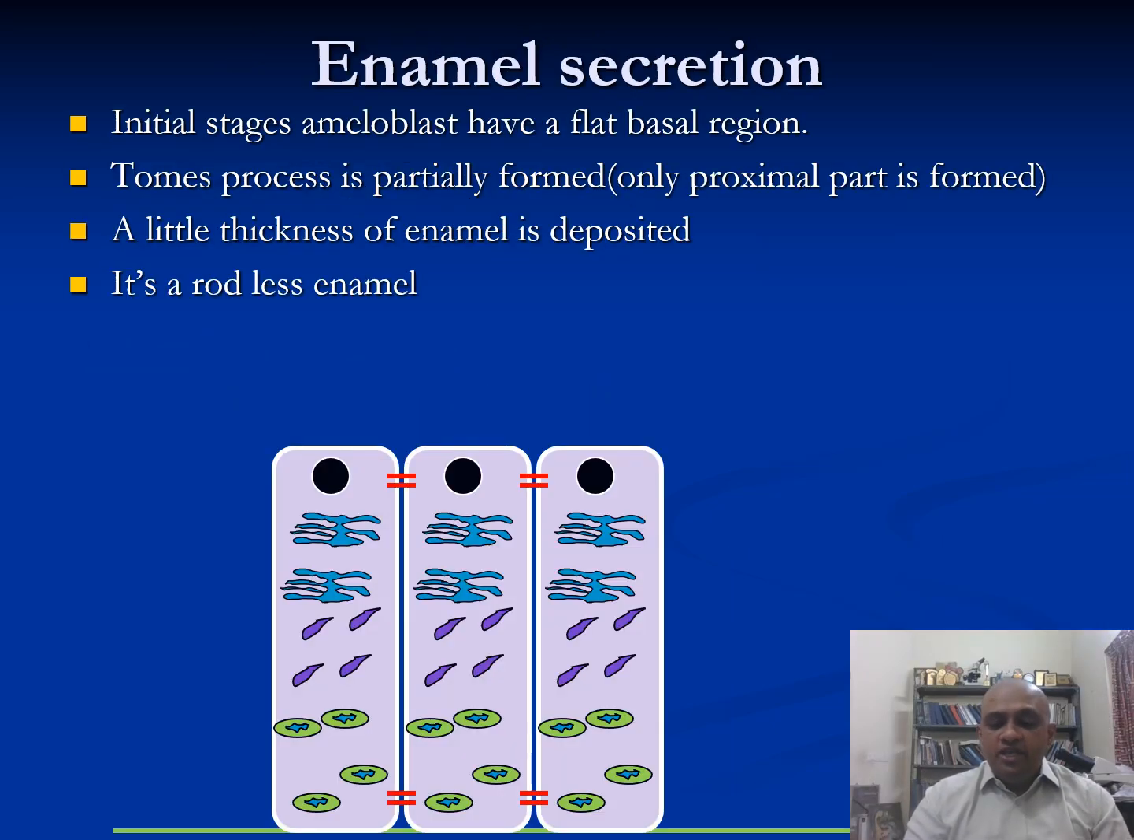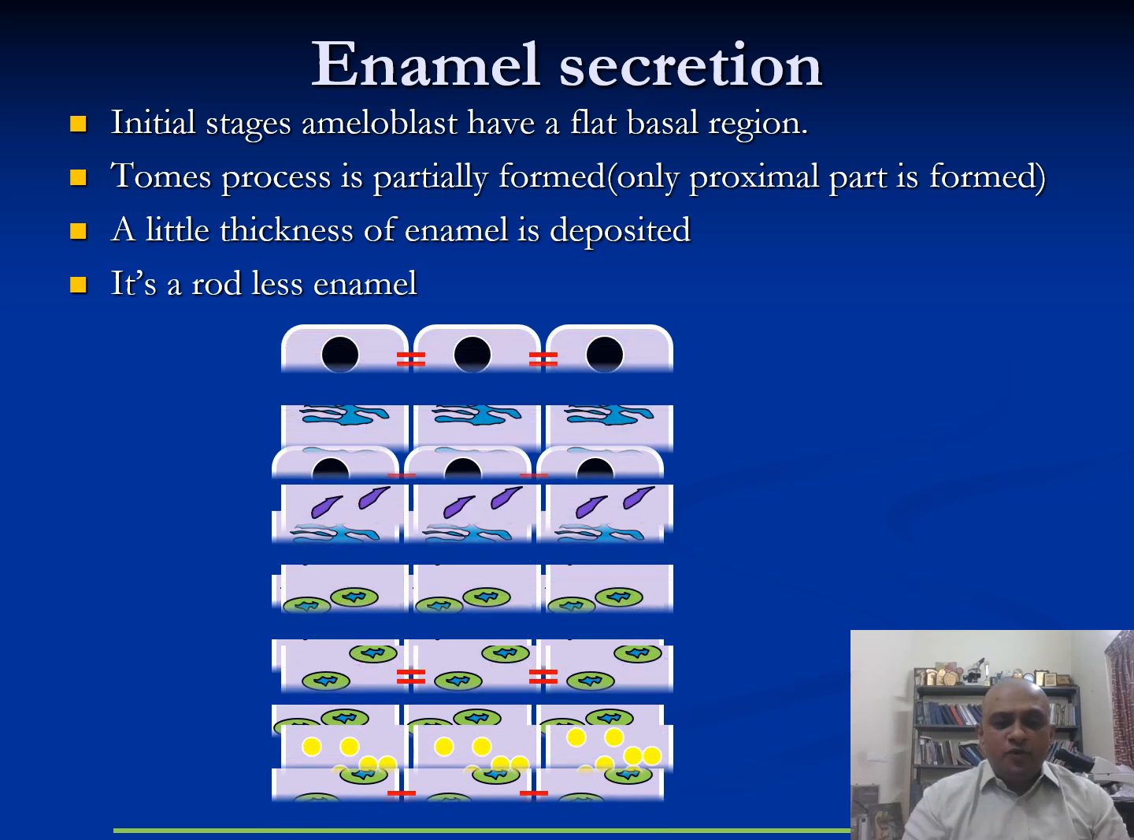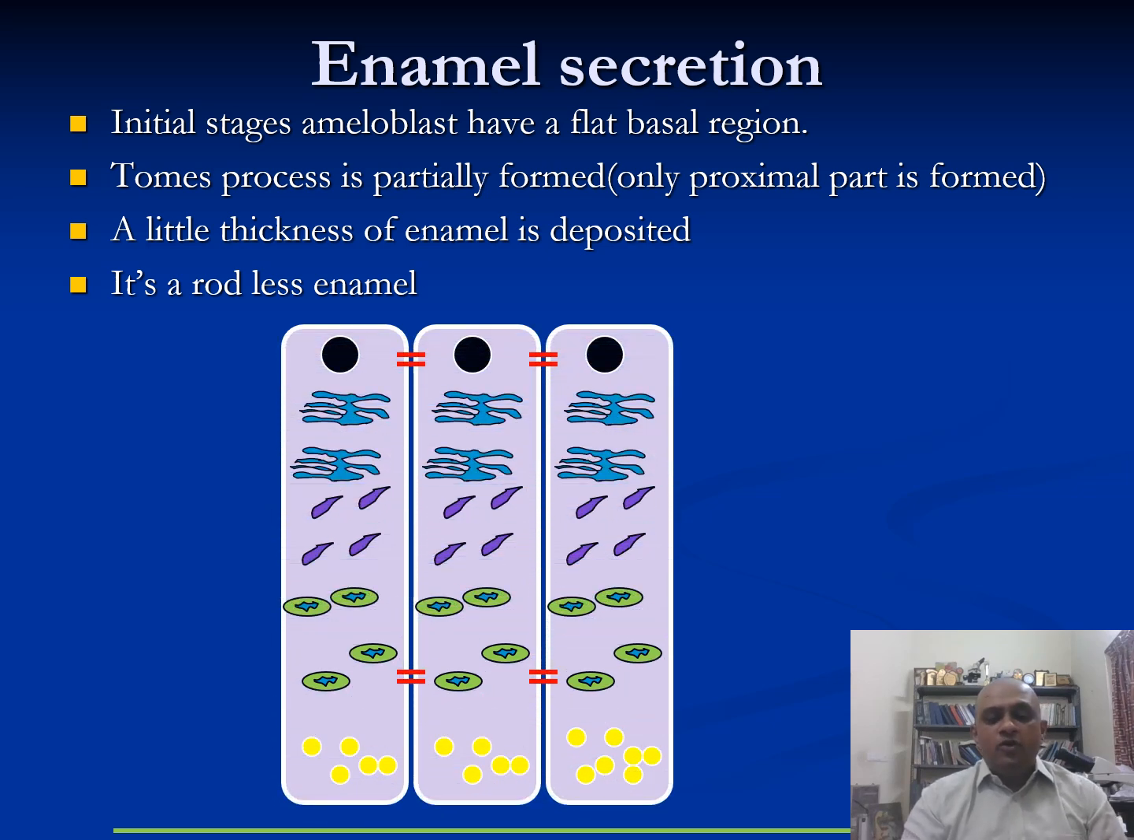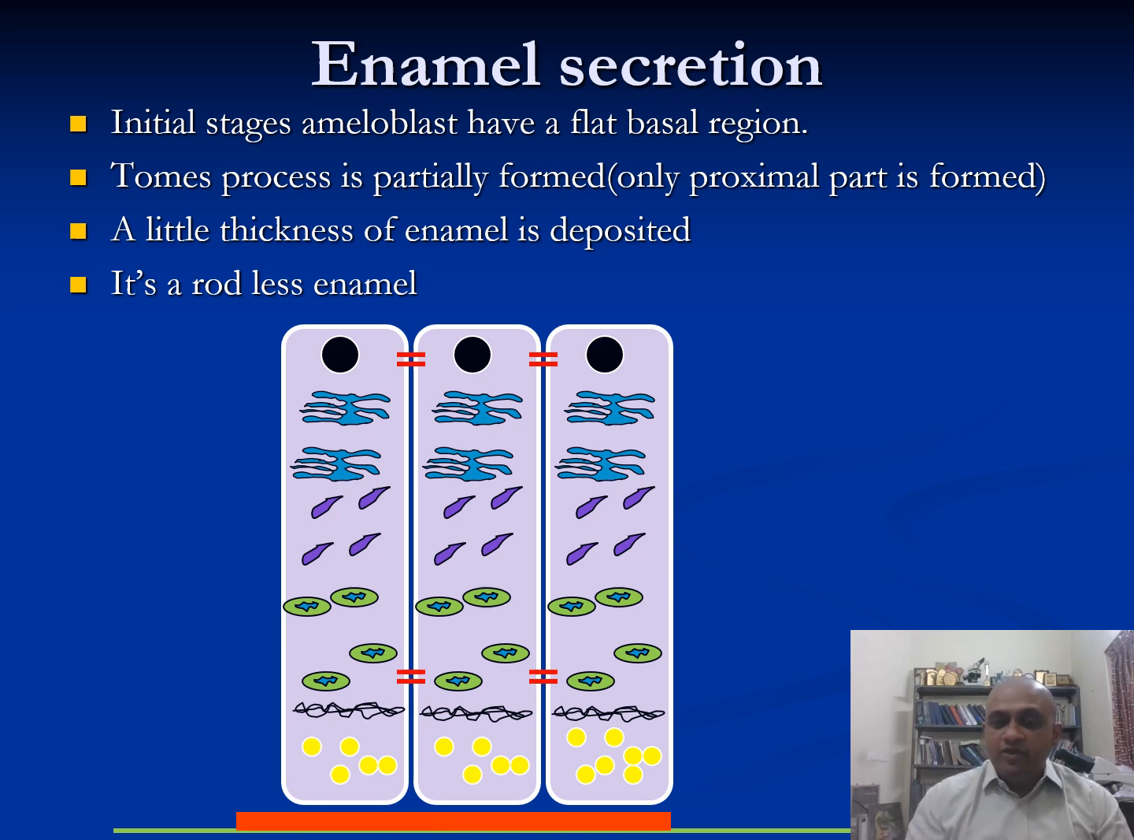So let's talk about how the enamel matrix is being secreted. In the initial stages, the ameloblasts have a flat basal layer, and the Tom's process is going to be formed, but only the proximal part of the Tom's process will be formed in the initial few layers of enamel when they are secreted. And since the distal part of the Tom's process is also not there, the proper rod structure of the enamel will not be formed for the initial layers of enamel secretion. So you have the initial layers of enamel secreted with only the contribution from the proximal part of the Tom's process, and so this initial layer of enamel is known as rodless enamel or aprismatic enamel.